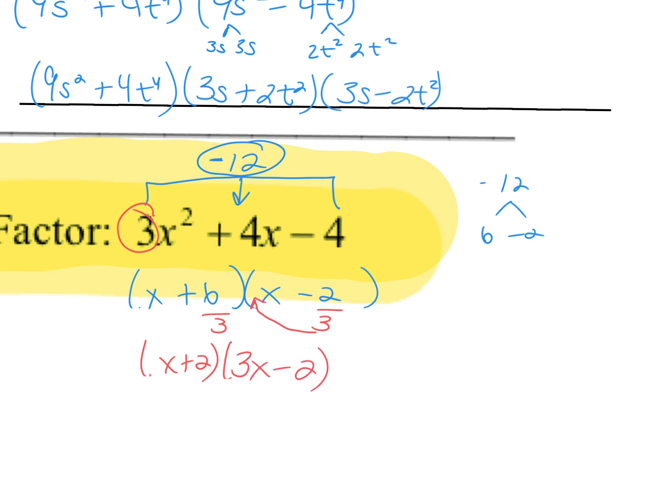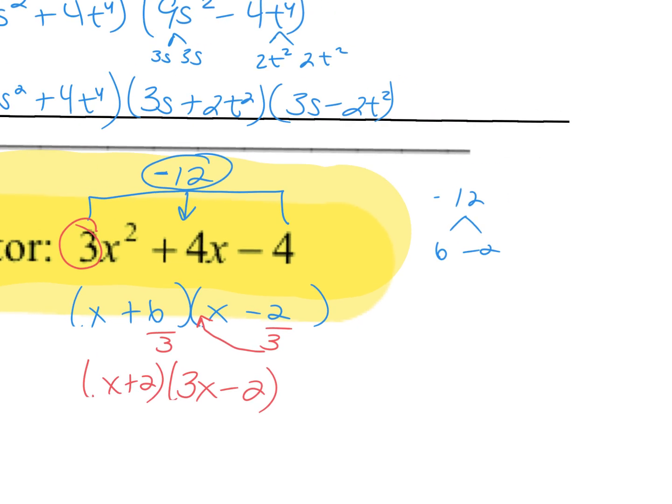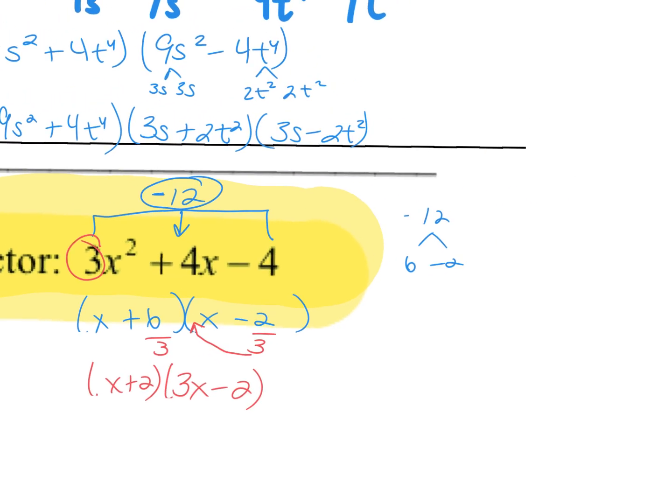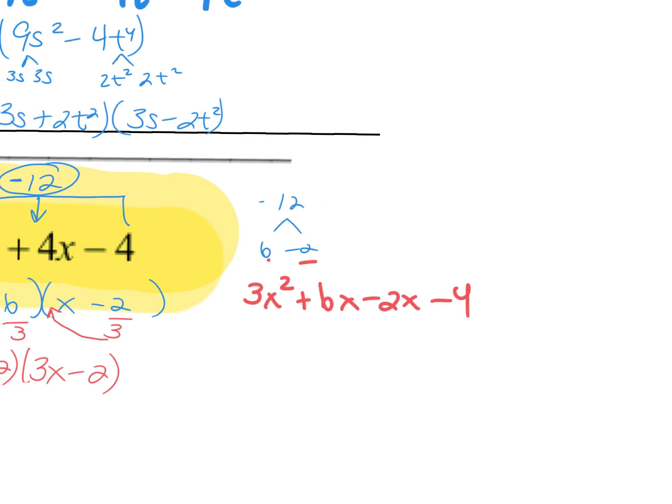The way that you would do it with the grouping method, if you do guess and check, then do guess and check. That's just using your brain. But the way you do grouping is you would say, okay, I have 3x squared. I'm going to say plus 6x because it's a positive 6. Minus 2x because it's a negative 2. And then you end with the last term. And then you group. Look at the first two.